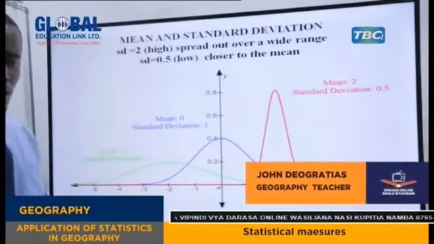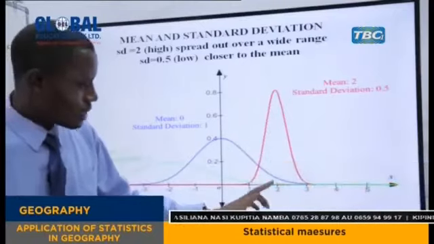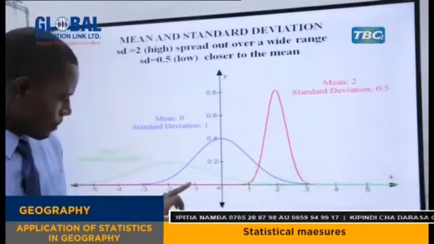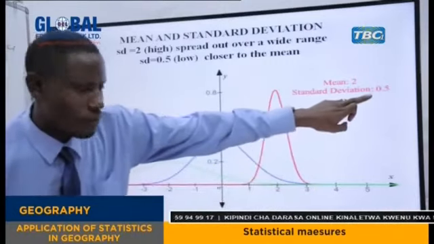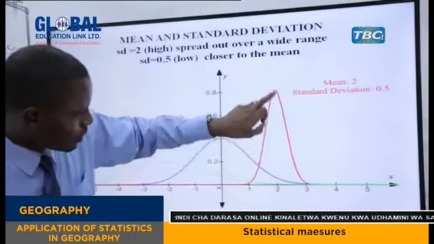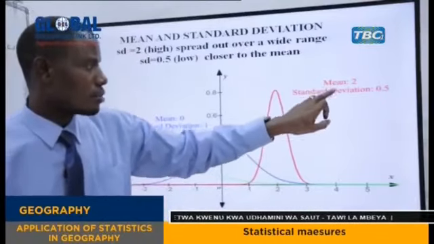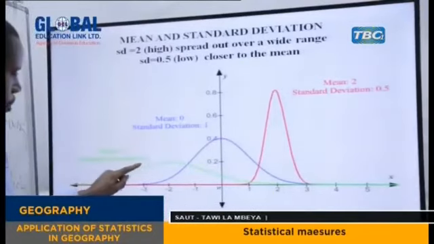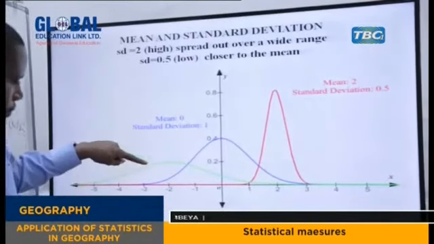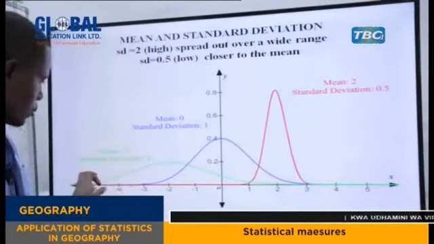So if you have a low standard deviation, it means your data are approaching what? The mean. Take an example of the red one. The red one has a standard deviation of 0.5. Therefore, you see all the data are closer to the mean, which is 2. The mean is 2, then the standard deviation is what? 0.5. But when the standard deviation is large, for example 2, it means the data have been what? Spread out. That's what we see over there.